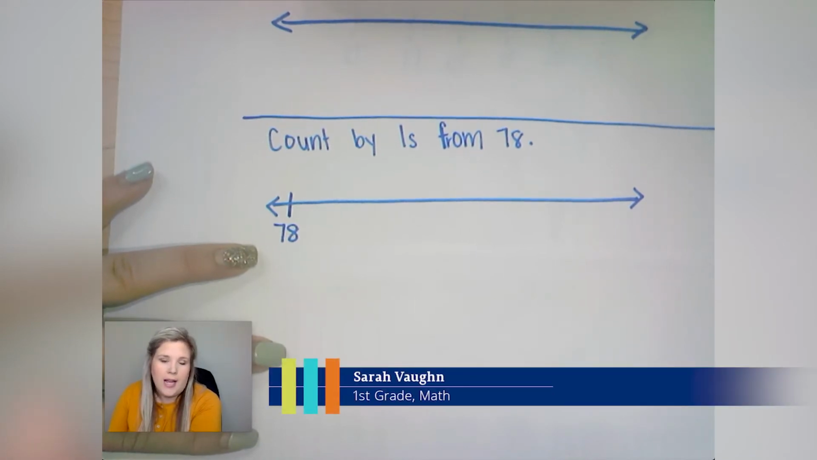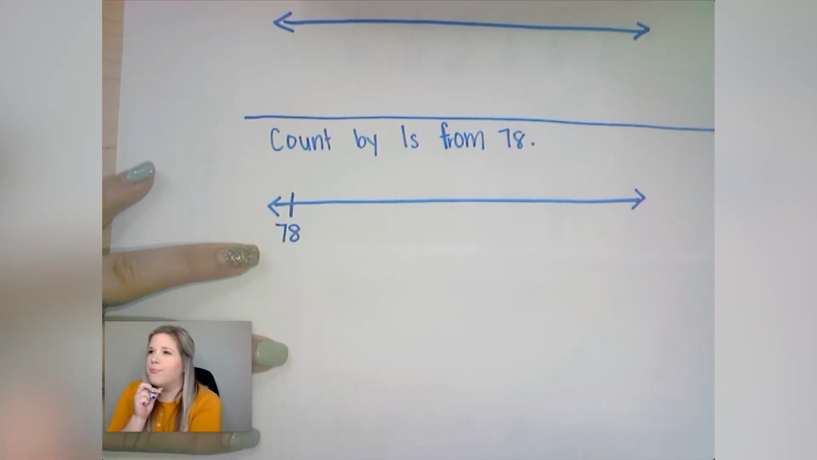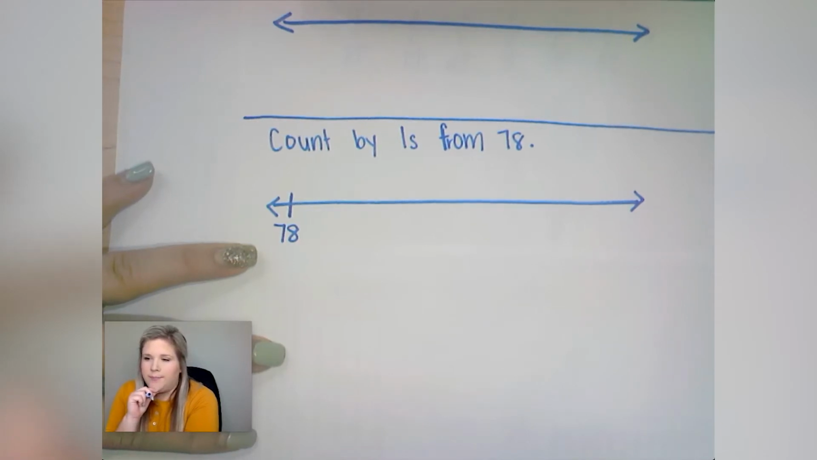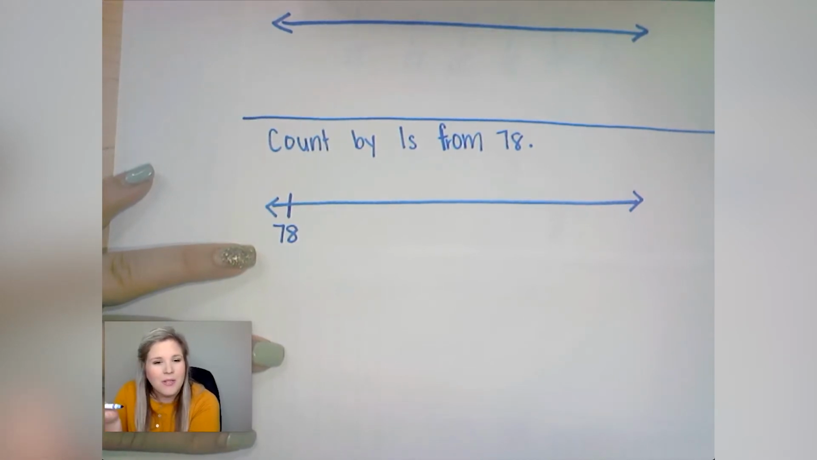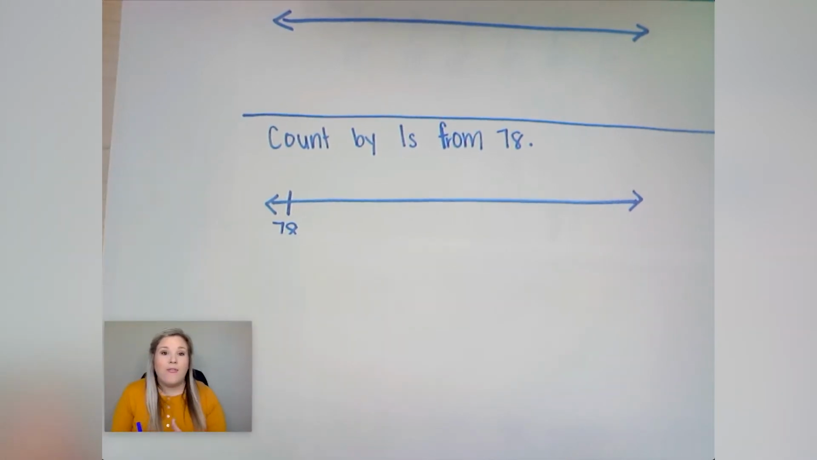I want you to watch as I use my open number line to count by ones. I'm going to start counting by ones, starting with the number 78. What number comes after 78? How can I show all of the next numbers so that my counting marks all look alike? I know. I'm going to use my finger to make the spaces in between all of my counting marks so they all look the same.